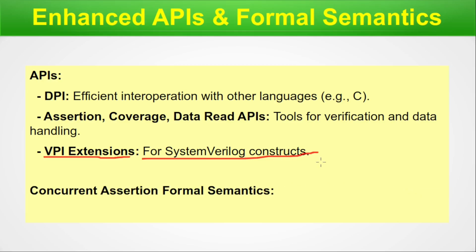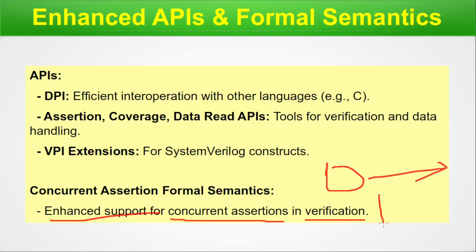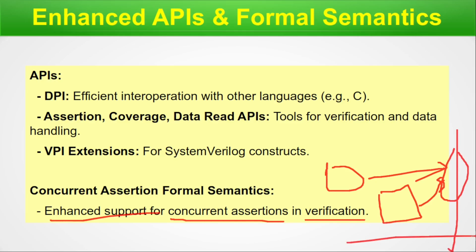Concurrent assertion formal semantics. Here we have enhanced support for concurrent assertions in verification. That means we have one particular assertion that is stating something, another assertion that is stating something, and in the timeline both are on the same point of the time axis. In SV, there is improved support for checking multiple conditions at the same time, that means concurrent assertions, during the verification process, making it easier to detect issues in complex systems.